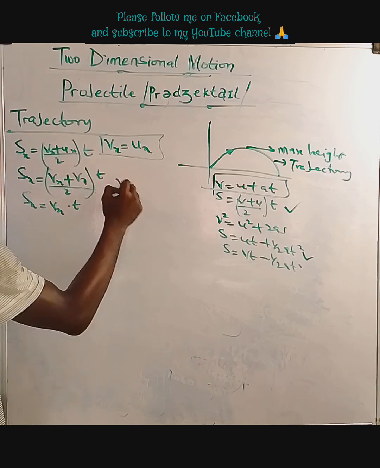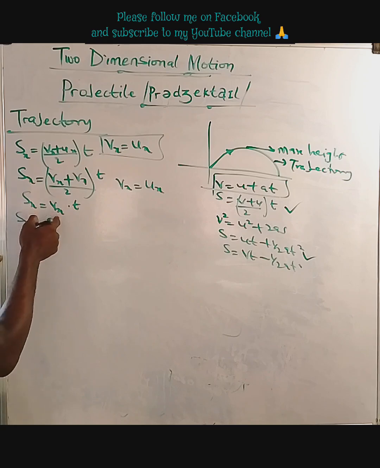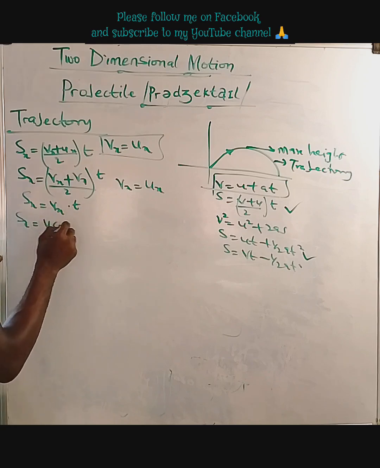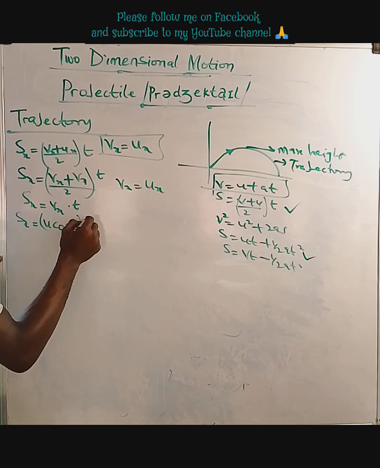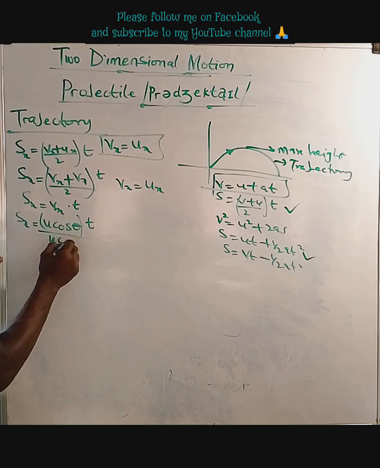Now don't forget, vx is written as ux. So what do we have? Distance along the x-axis, sx, is u cos theta, don't forget, times time. So it's time you're looking for: t equals sx divided by u cos theta.